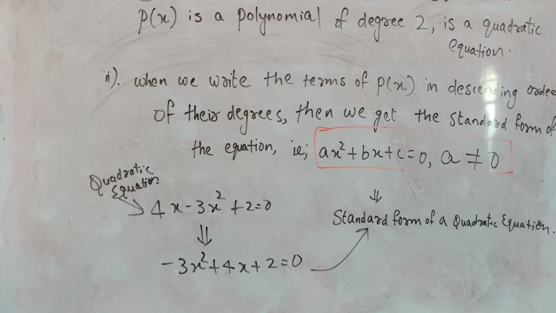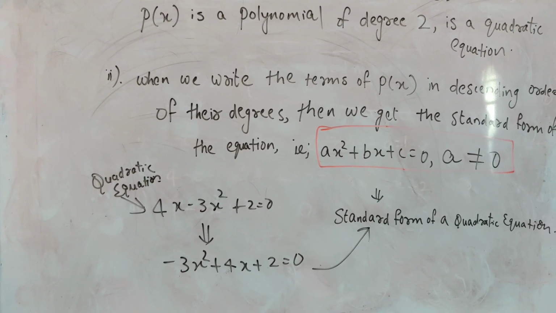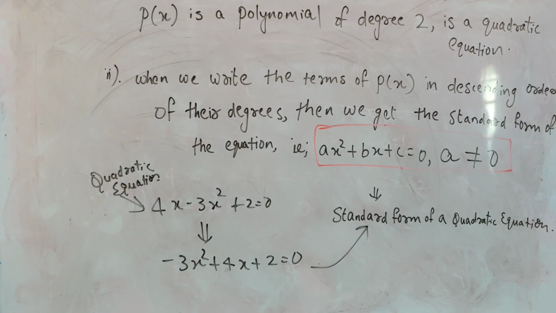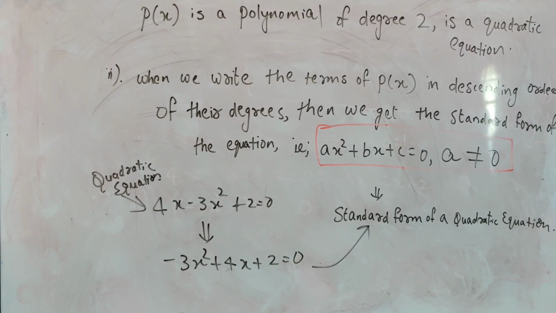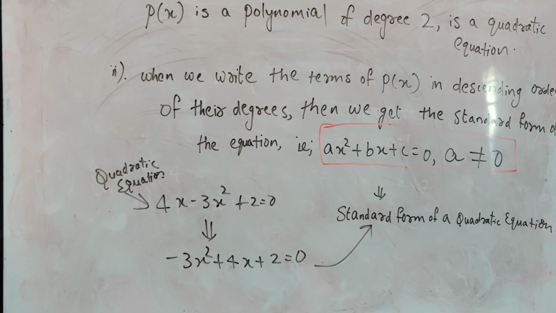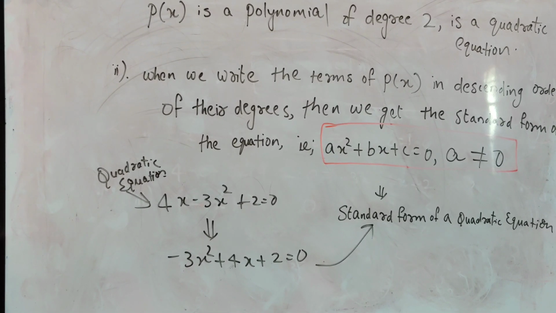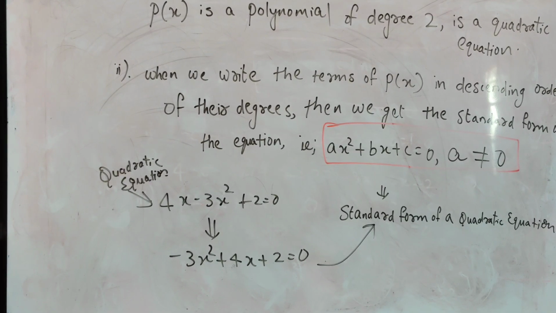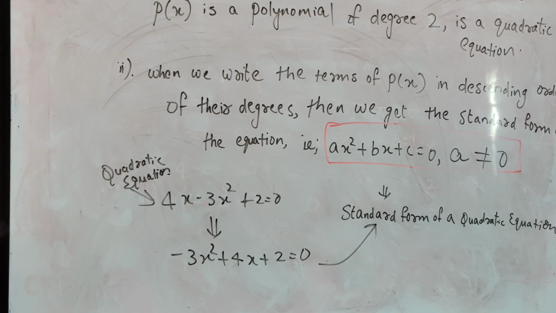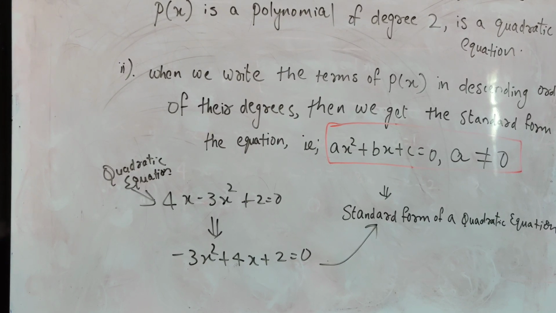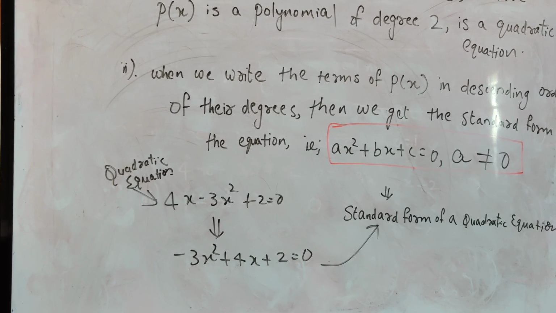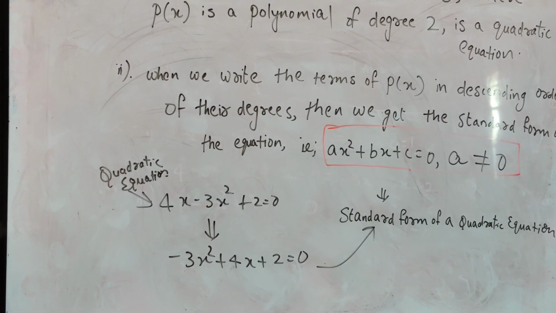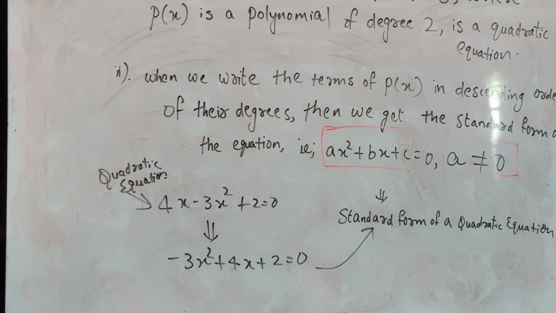But when we write that quadratic equation in descending order of their degrees, in this case, the higher degree will be x square, then the degree of x, then the constant. So when we rewrite that equation in the form ax square plus bx plus c equal to 0, that means descending order of their degrees, we get the standard form of a quadratic equation. So what is the standard form of a quadratic equation? That will be ax square plus bx plus c equal to 0, a not equal to 0, and also a, b, c are real numbers.